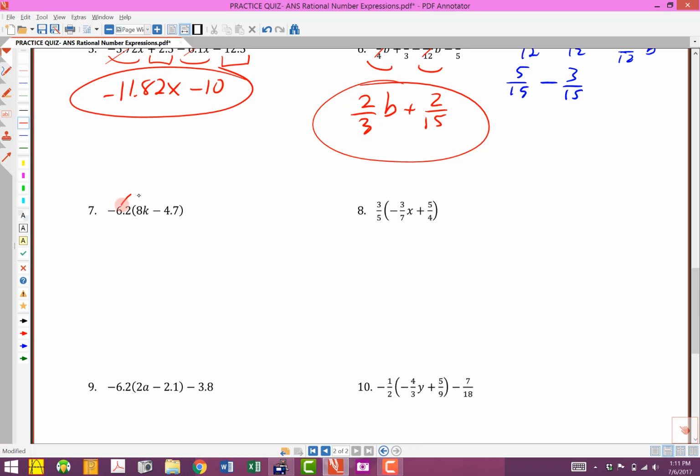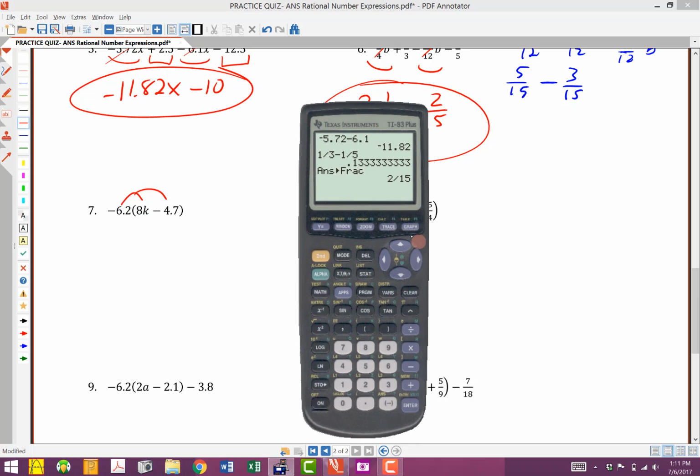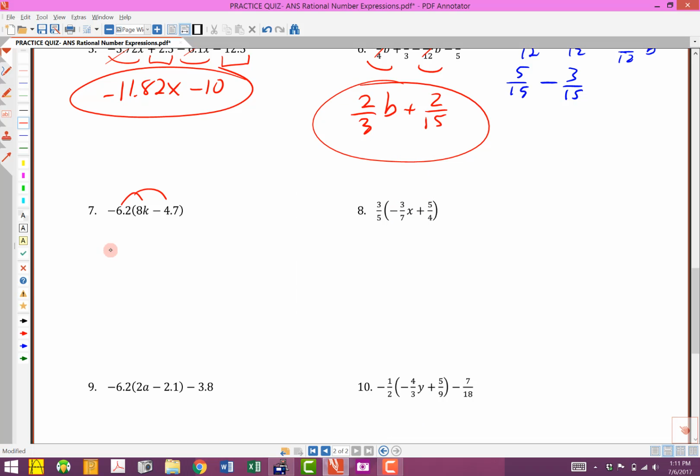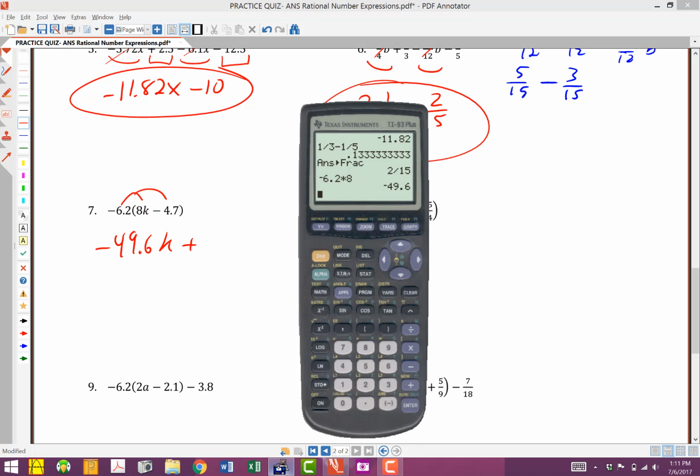Let's take a look at this one. We'll go ahead and distribute. I'll definitely do that math on the calculator. I do know we're going to get a negative, and 6 times 8, about 48-ish, maybe 49. So negative 6.2 times 8, negative 49.6, so negative 49.6k. Negative times a negative, we know we're going to get a positive there.